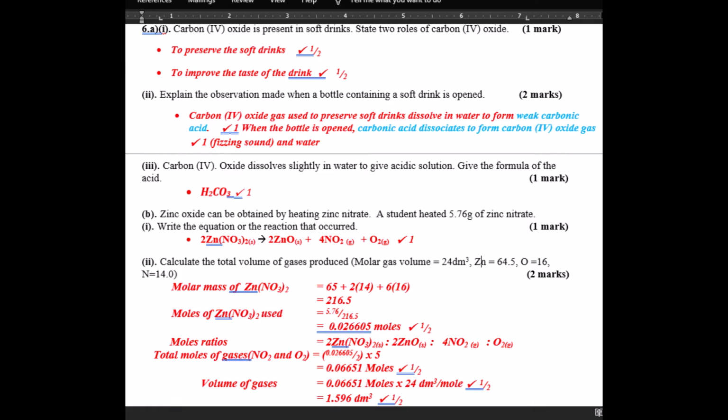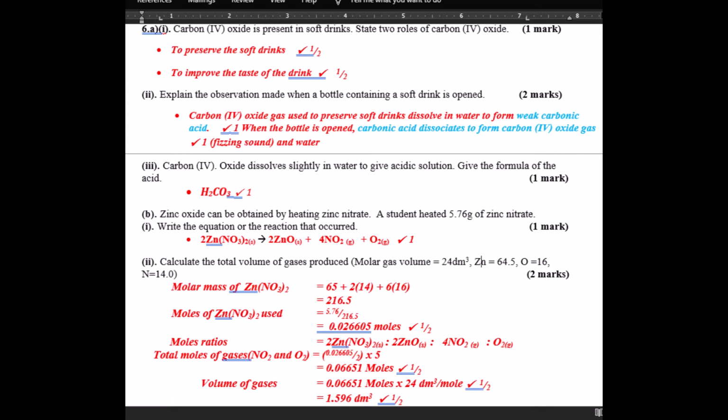Going ahead to part 2 of the question, you are supposed to explain the observation that we often observe when you open a soft drink like a soda. Obviously effervescence of a colorless gas does come out, so you need to explain where exactly those come from.